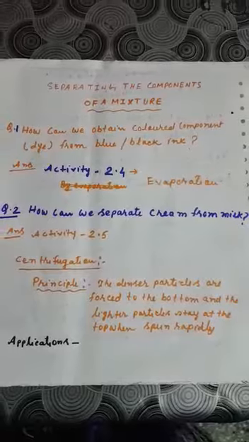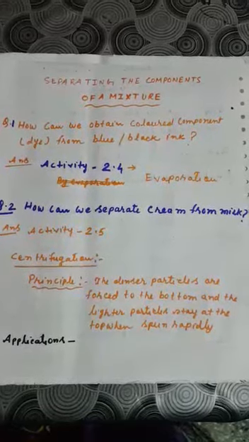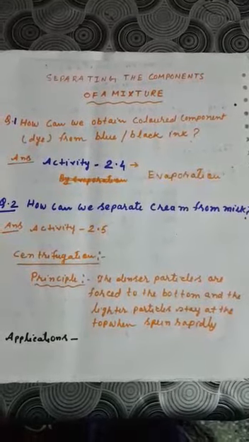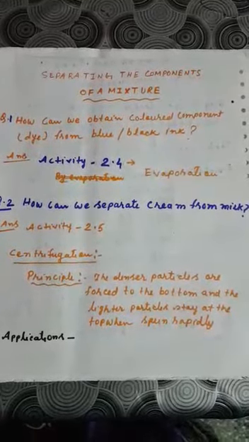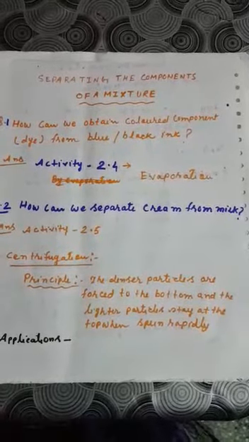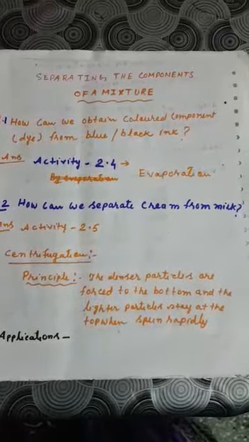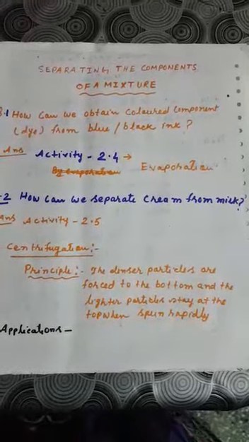Am I clear? So first of all, question number 1, how can we obtain the colored component, that is the dye, from blue or black ink? Blue or black ink is a mixture of dye and water. So how to get the dye? Simply by the evaporation technique we can remove water and we can get the dye. Am I clear? So this is the simplest method of separation.